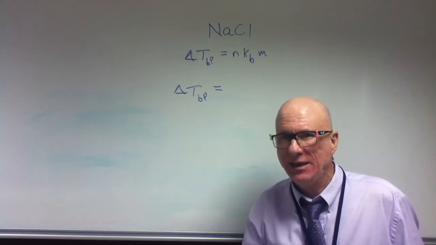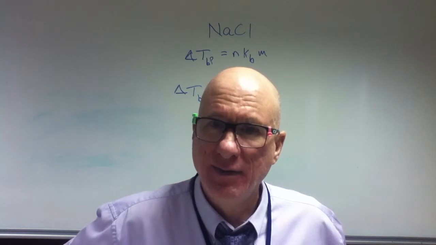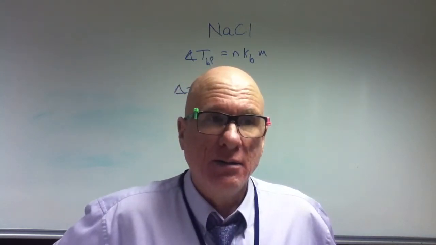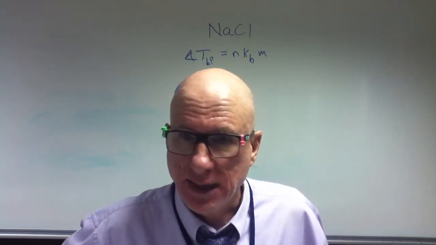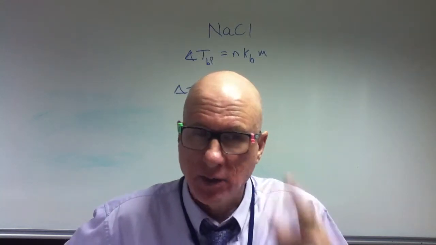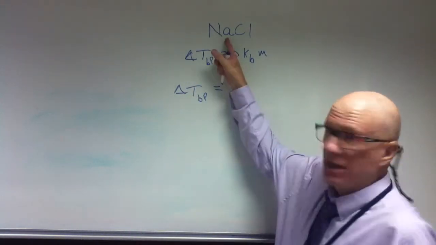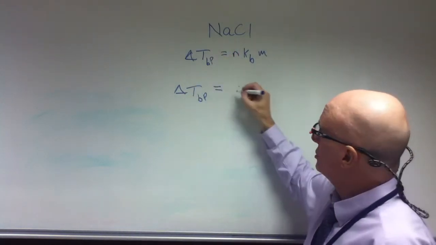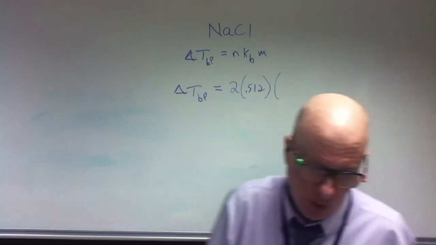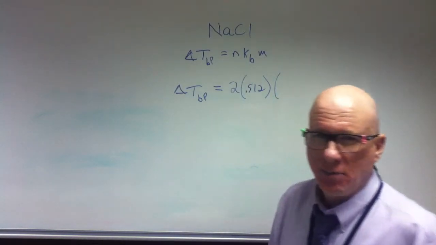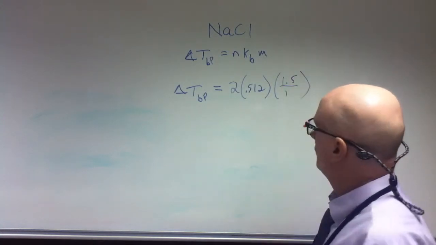And what does n mean? You let me put n up there without knowing what it meant? The number of what? The number of particles. You can say ions, but if it's one, it's not an ion. Like sugar was one. In other words, the number of equivalent particles. Now it's 2, because NaCl dissociates. Sugar doesn't dissociate. So this is 2, this is 0.512, and this is 1.5 moles over 1.